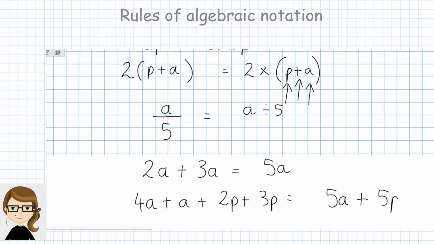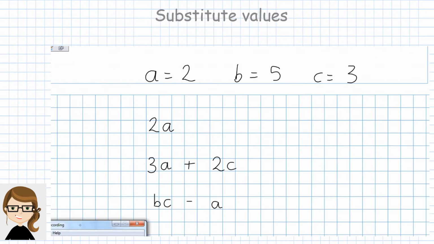So we're going to be thinking about substituting today, which is where you swap a value for the letter or the shape. We're going to go over how to substitute or swap values into an expression. So we'll be given the values for these letters. A represents 2, B represents 5, and C represents 3. And then we've got 3 expressions down below.